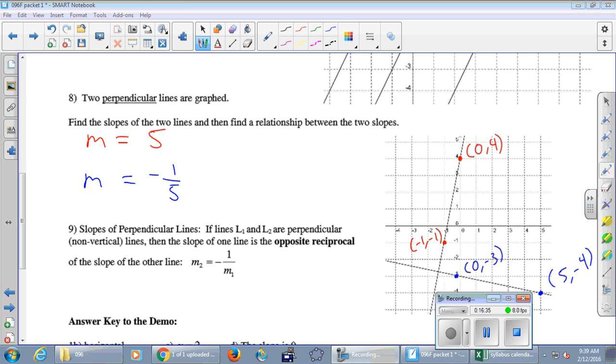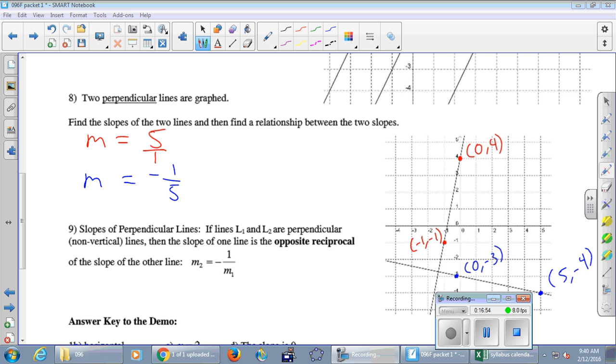I'm going to write that 5 as 5 over 1, which normally I would ask you never to put an over 1. But there's a relationship here between these 2 slopes. What's the relationship? Reciprocal, fancy word for flip the fraction over. And the other piece, 1 is positive and 1 is negative.